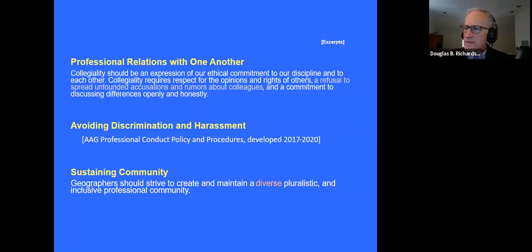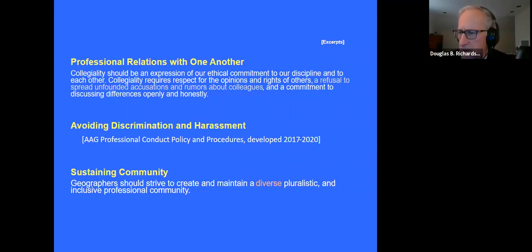You can find this document and you can find the statement of ethics on the AAG's website, just aag.org, and then go to governance and then go to statement of professional ethics, and you can find this expanded on in great detail.